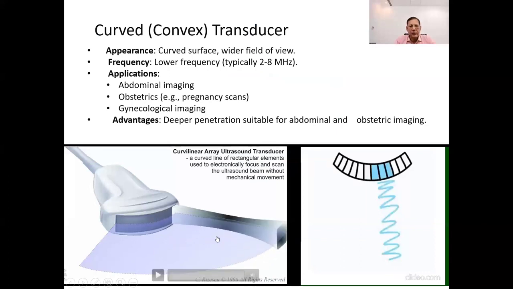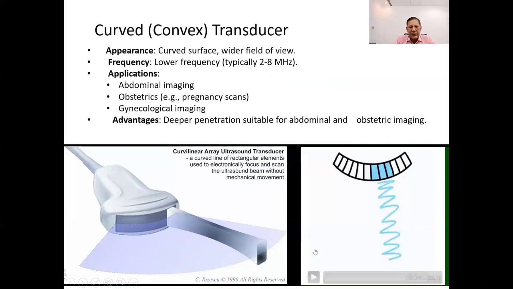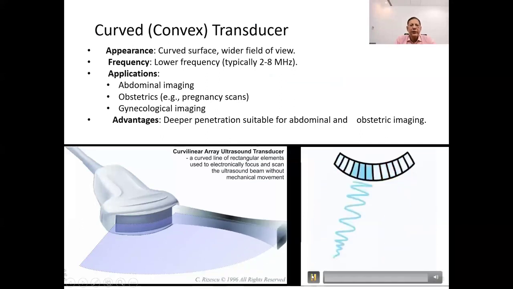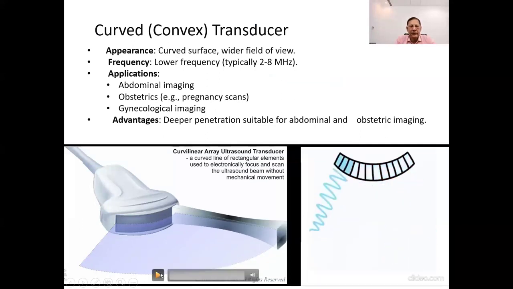Now let us study the convex transducer, which is the most commonly used transducer in medical imaging. It comes in lower frequency, typically 2 to 6 MHz. It's called convex because its shape resembles a slightly curved or domed surface. This shape allows the transducer to emit ultrasound waves in a wide beam, which allows for a larger field of view compared to flat or linear transducers.